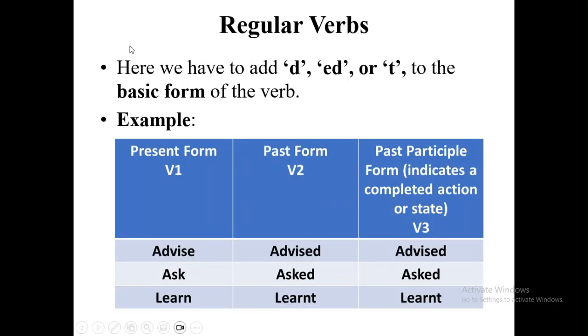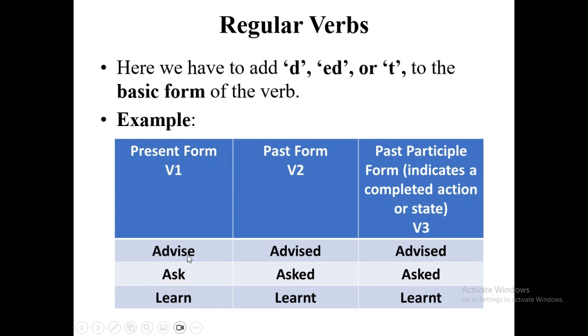Now learn about regular verbs. In regular verbs, we find adding d or ed or t to the basic form of the verb. What is the base form of the verb? That is V1, the present form, the word which is there in the present form. To this basic form, in V2 and V3, we add either d or ed or t.